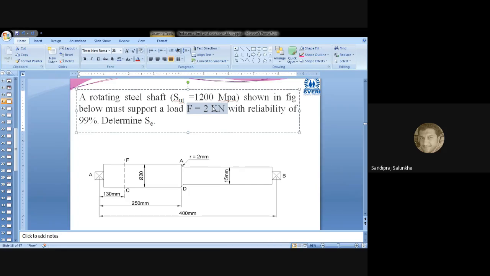So that we can calculate the maximum stress and minimum stress, and later on calculate the mean stress, average stress, and amplitude of the stress. All these calculations are required, but how can one do them, because it is mentioned in the statement that the force is not repetitive actually. It is 2 kilonewton only.